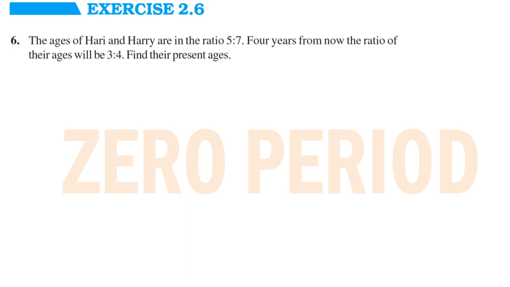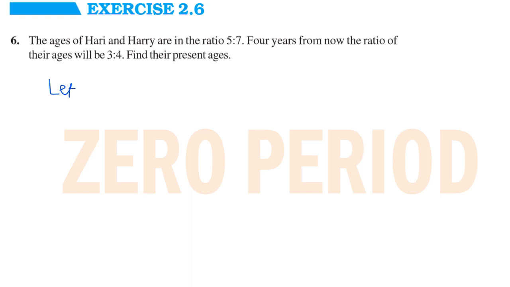Now dear children, this time we got a word problem. Question number 6 is a word problem, given a condition there, and we have to follow that condition. The condition said that ages of Hari and Harry are in the ratio 5:7. 4 years from now, the ratio of their ages will be 3:4. Find their present ages.